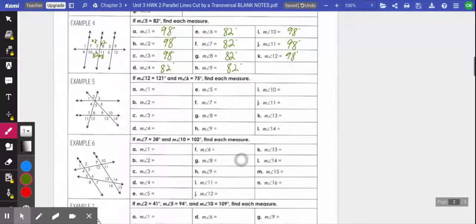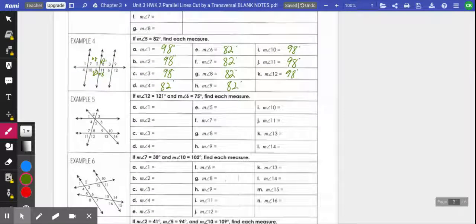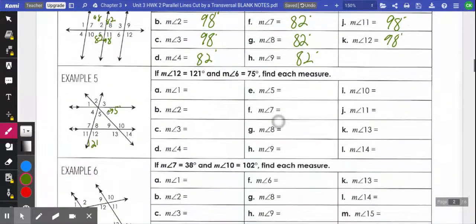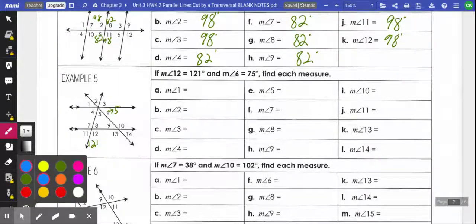All right, let's look at example 5. Example 5 says angle 12 is 121, angle 6 is 75, and to find the rest. So again, I like to look at these problems and say, okay, how can I get the corner, the area that's in? So I worked with, I'm circling in blue here, I worked with this area first.